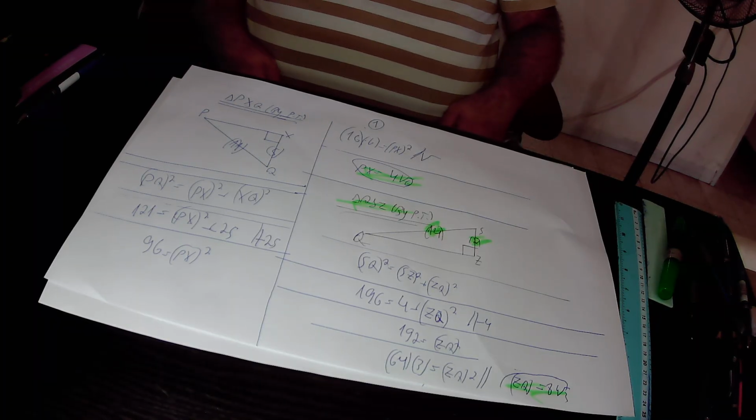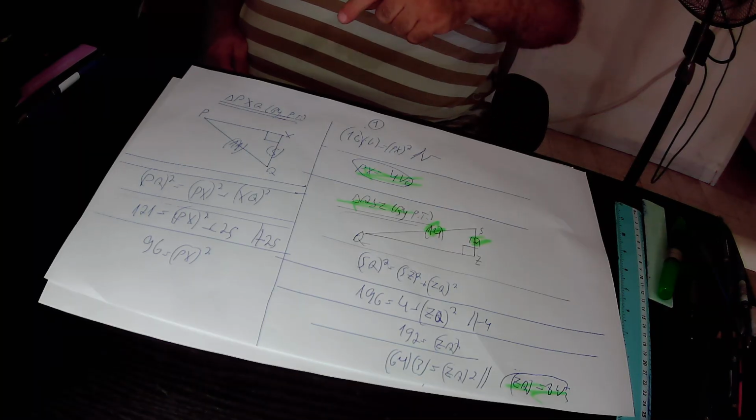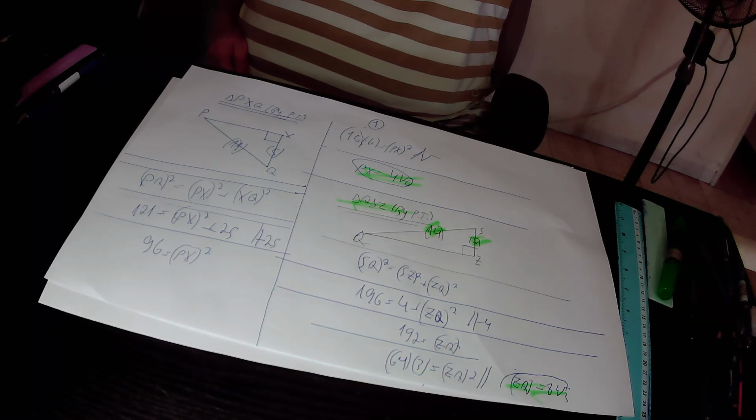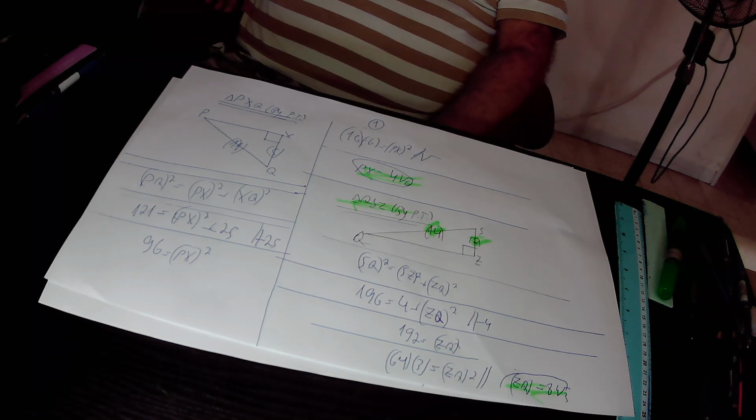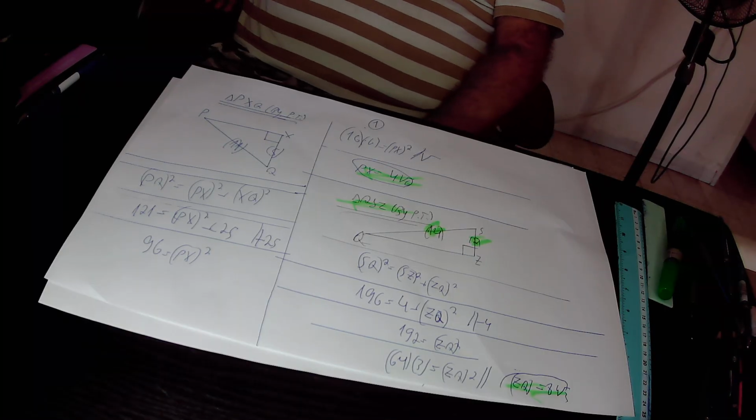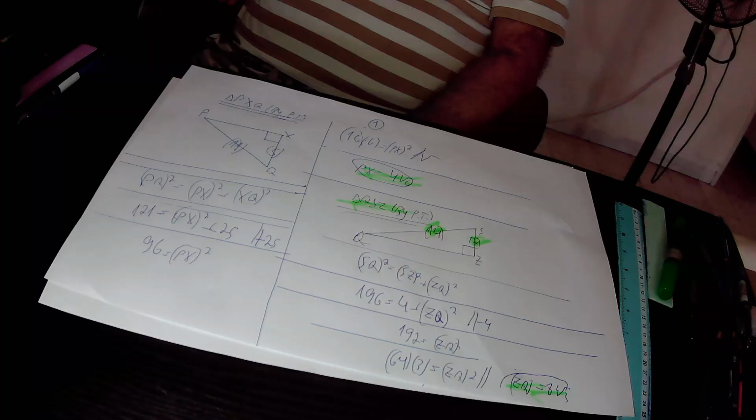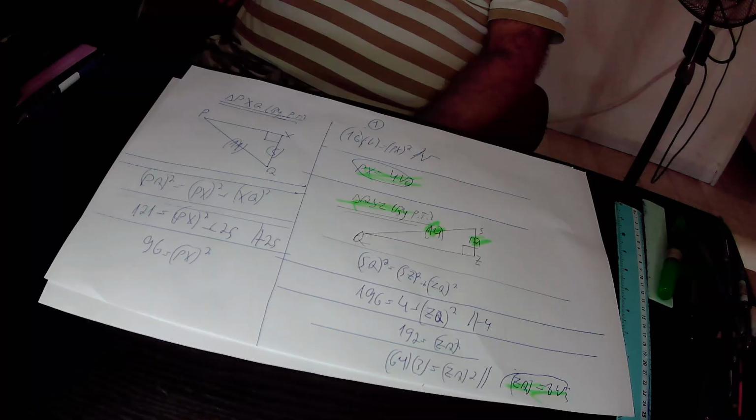PQ is 11, therefore PQ squared is 11 squared, that is 121, and it equals PX squared. PX is the missing side, plus XQ squared. XQ is 5, therefore XQ squared is 5 squared, that is 25. So in total, 121 equals PX squared plus 25. Here we subtract 25 from this equation, and we find that PX squared equals 121 minus 25, which is 96.